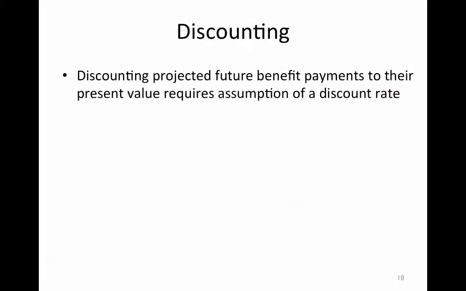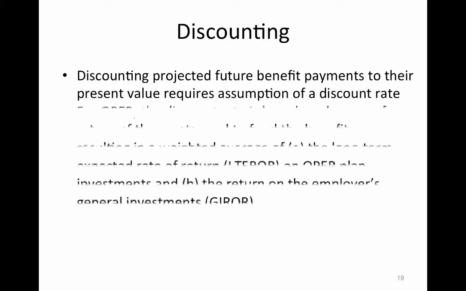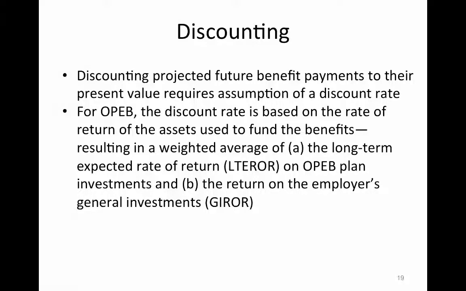The second step then is to discount those projected benefit payments to their actuarial present value. And to do that, an assumption has to be made about a discount rate. And for OPEB, that discount rate is a weighted average of the long-term expected rate of return on the OPEB plan's investments and the return on the employer's general investments, a return that usually is far lower than what you'd expect from the long-term investments of a pension or OPEB plan.